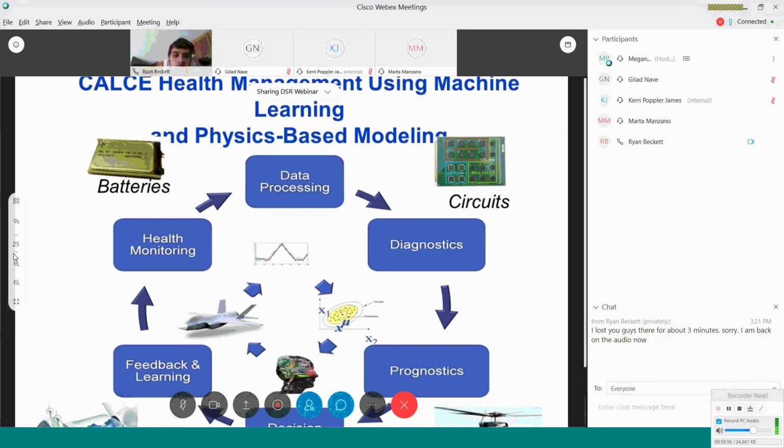And lastly, this type of health management using machine learning and physics-based modeling is now being used for everything from batteries to circuits to wind turbines to helicopters. It consists of basically designing it, learning about it, monitoring it, processing that information, diagnosing what's wrong, figuring out how long it's going to last, and then putting that information back to work again.